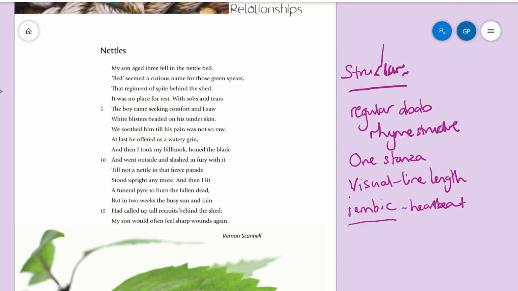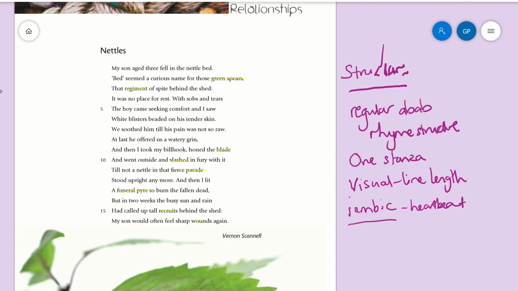Okay, so moving on to language and linguistic and literary features. Here we go. So there's a lot of military imagery in this. I'm going to just actually highlight all the military images. So here you've got spears, regiment. I mean, arguably the word pain, but that's not specifically military. Blade. I mean, perhaps the word slashed tends to be used in wartime. Parade. Funeral pyre I'm going to light as well.